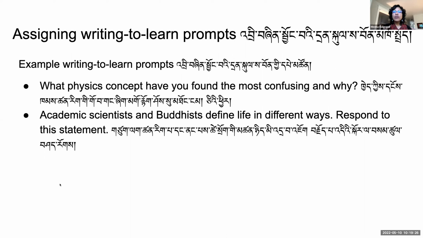So this is allowing the learner to think about their prior knowledge and the new academic knowledge and whether there's some conflict or not.